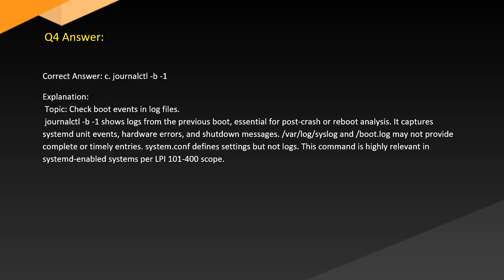Answer. Correct answer: C. journalctl -b -1. Explanation. Topic: check boot events in log files. journalctl -b -1 shows logs from the previous boot, essential for post-crash or reboot analysis. It captures systemd unit events, hardware errors, and shutdown messages. /var/log/syslog and boot.log may not provide complete or timely entries. system.conf defines settings but not logs. This command is highly relevant to systemd-enabled systems per LPI 101-400 scope.